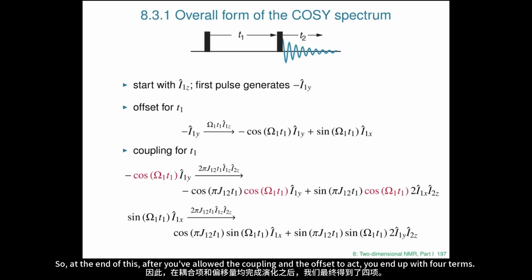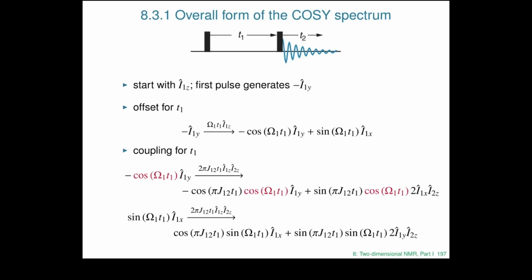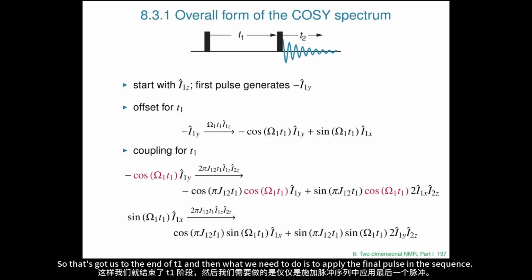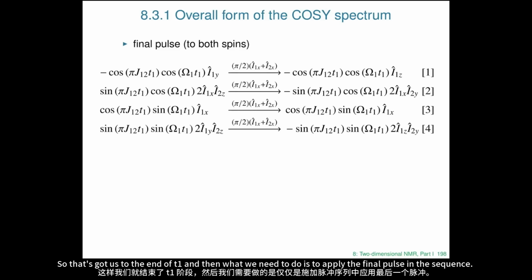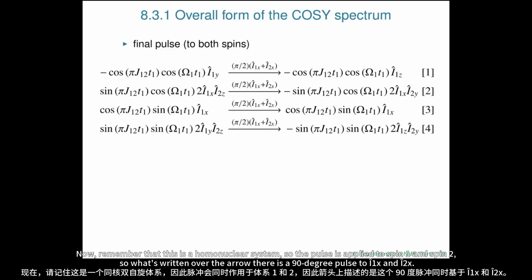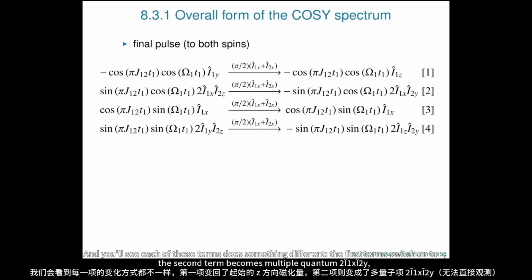So at the end of this, after you've allowed the coupling and the offset to act, you end up with 4 terms. So that's got us to the end of T1. And then what we need to do is to apply the final pulse in the sequence. Now remember that this is a homonuclear system, so the pulse is applied to spin 1 and spin 2. So what's written over the arrow there is a 90-degree pulse to I1X and I2X. And you'll see each of these terms does something different.